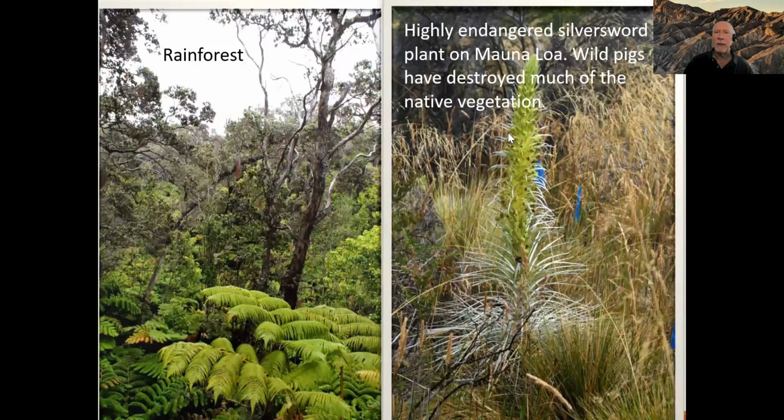And these are called silver swords. In the rainforest, these are tree ferns here, very, very ancient plants, which live in very few places around the world. And these are silver swords, which are native to the Big Island of Hawaii. But again, because of habitat loss, and because there are wild pigs on the island of Hawaii and some other wild animals, many of these have been destroyed. So they only occur in a few places.